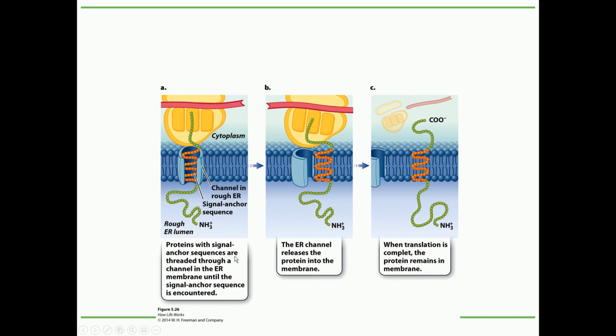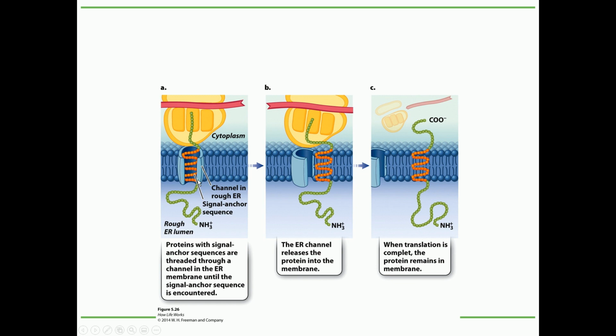So the proteins with signal anchor sequence are threaded through a channel in the ER membrane. They get into the ER through this channel. The protein will enter through this channel, and it will keep on entering until it encounters the signal anchor sequence.